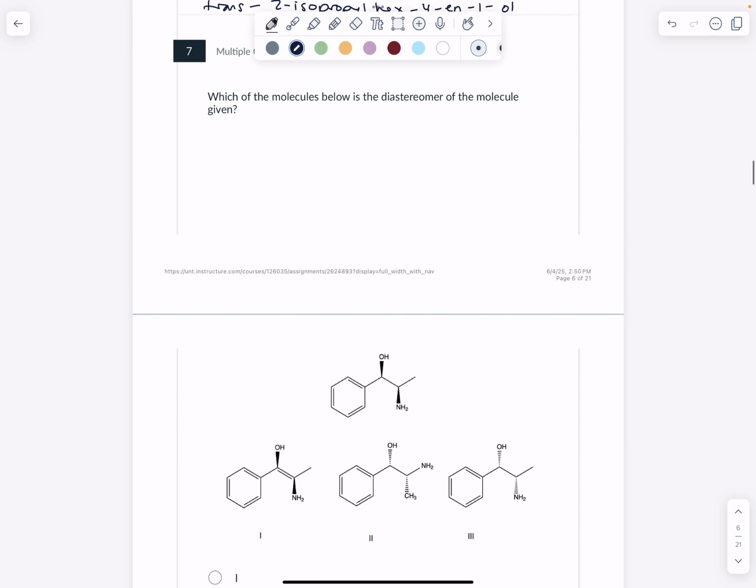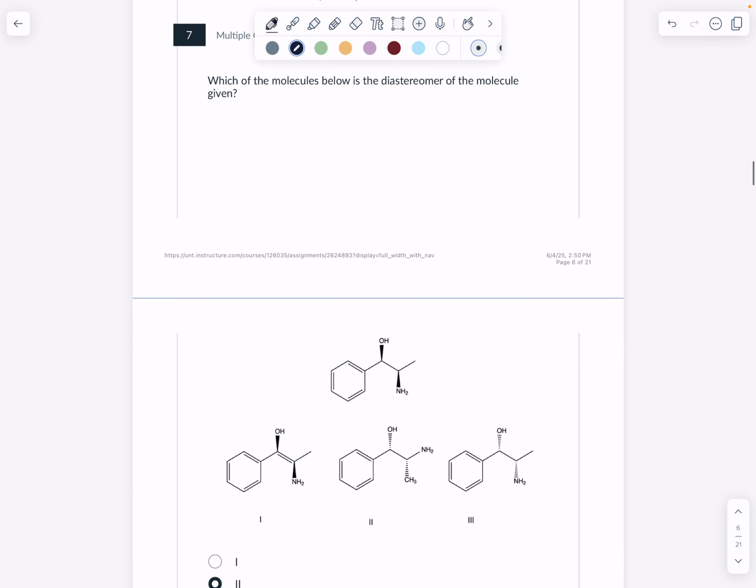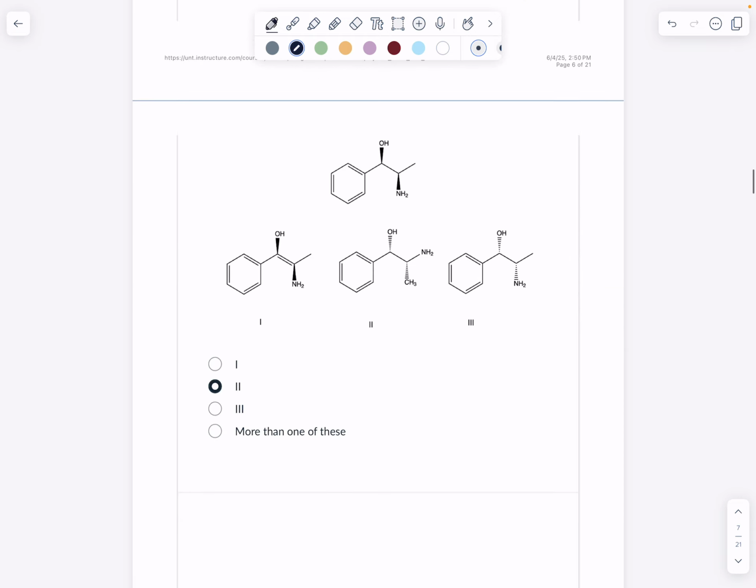Okay, this next question, I actually adjusted this because it was much harder. And there were several answers that were kind of tricky that I wanted to make a little bit more straightforward for you. I'm never trying to trick you. I'm just trying to check your knowledge. So on this one, which of the molecules below is a diastereomer of the molecule given?